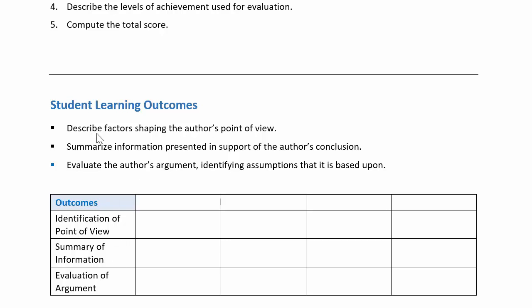Note that the outcomes use measurable language, these action verbs. It's not understand factors, it's describe factors.